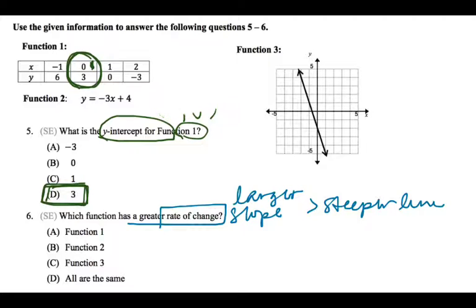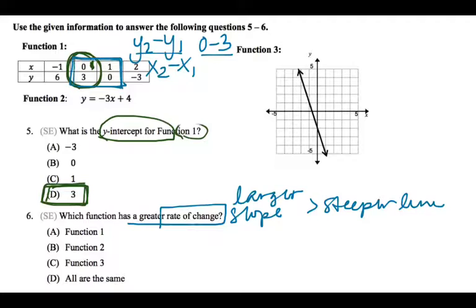So for function 1, I've got to use my formula, and we're going to say y2 minus y1 over x2 minus x1. Okay, and so I pick 2 points. I'll say 0 minus 3. Okay, so I'll take these 2 right here. So 0 minus 3 over 1 minus 0 equals -3 over 1.